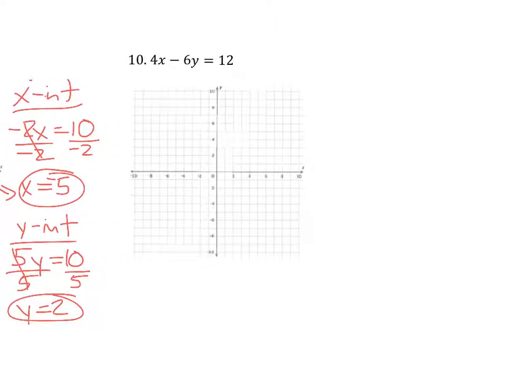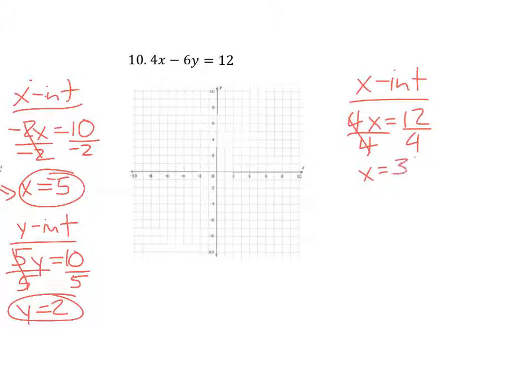Okay, number 10. For my x-intercept, I want to cover up y, so I'm left with 4x equals 12. Divide by 4 on both sides. And you end up with x equals 3. There's my x. For my y-intercept, I want to cover up the x.